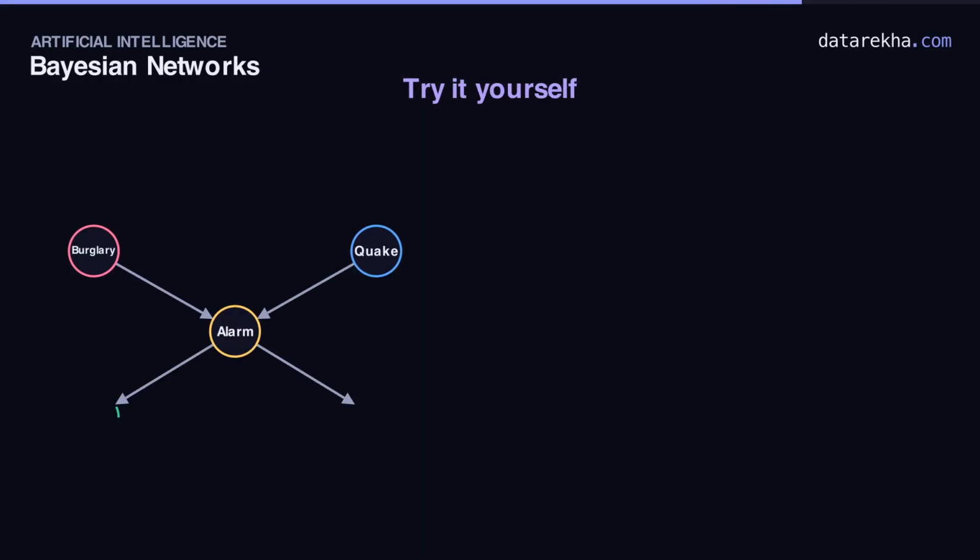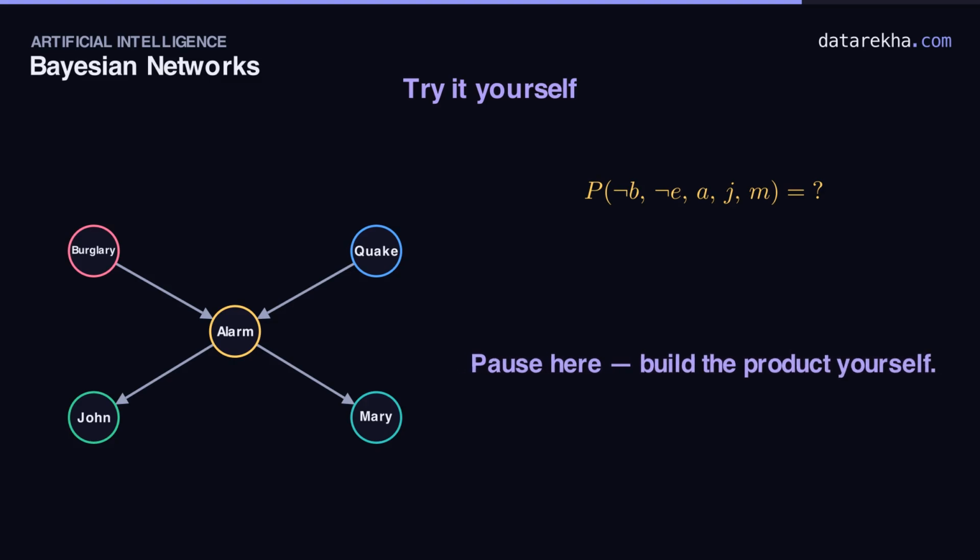Your turn, and this one you can fully solve. Same network, same tables. Find the probability of this scenario. No burglary, no earthquake, and yet the alarm fired, and both John and Mary called. A false alarm that fooled everyone.